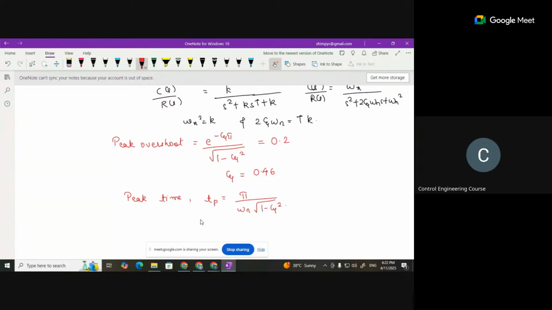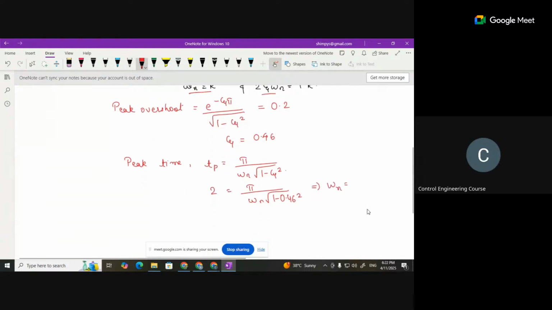Now from this expression and this expression we have to use. Once we have got the value of zeta, what can we find out? Omega n, right? So substitute the values. 2 equals pi divided by omega n root over 1 minus 0.46 square. So omega n comes out to be how much?